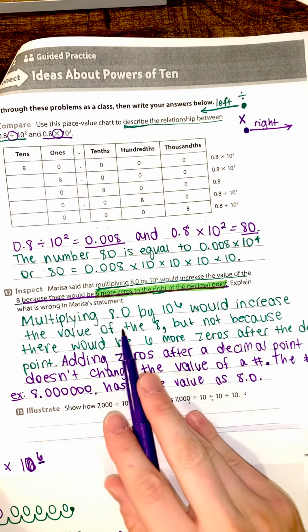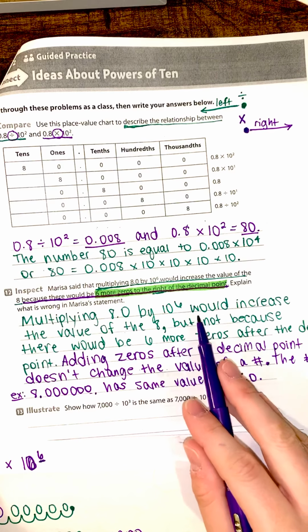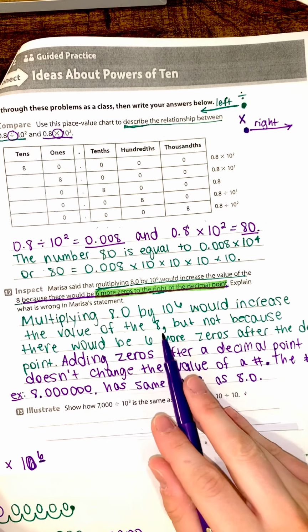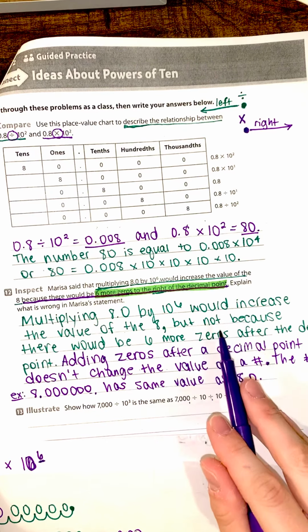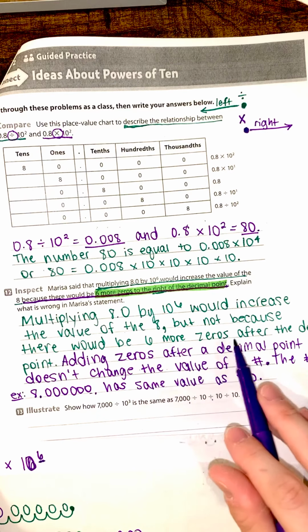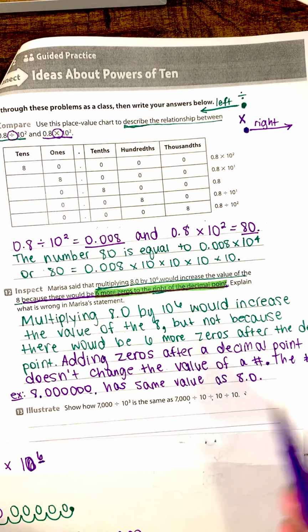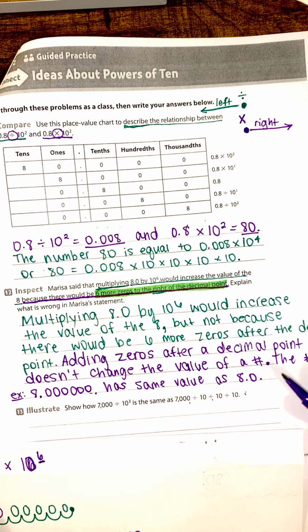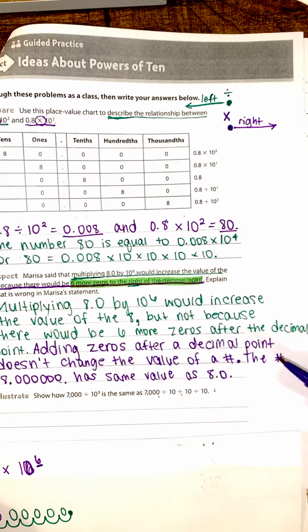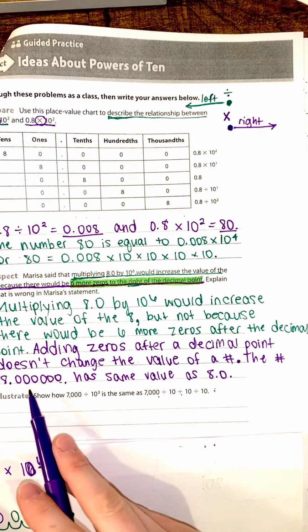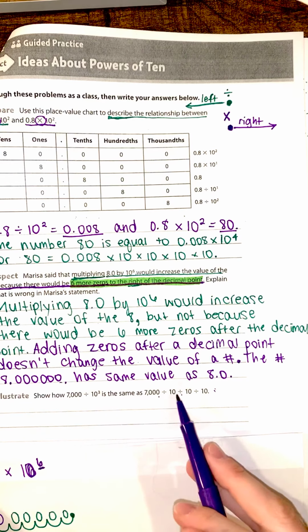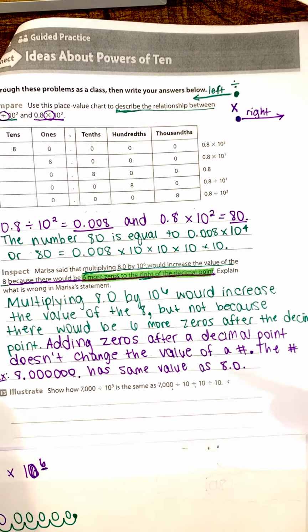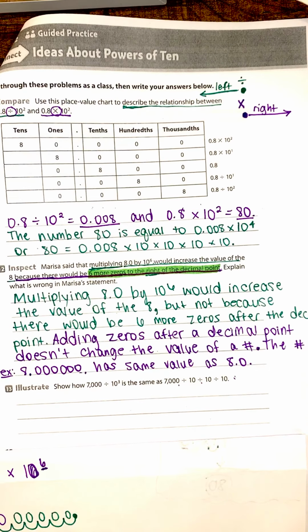So multiplying 8.0 by 10 to the power of 6 would increase the value of the 8, but it would not be because there would be 6 more zeros after the decimal point. Adding zeros after a decimal point does not change the value of a number. The number 8.00000 has the same value as 8.0. Does this make sense?